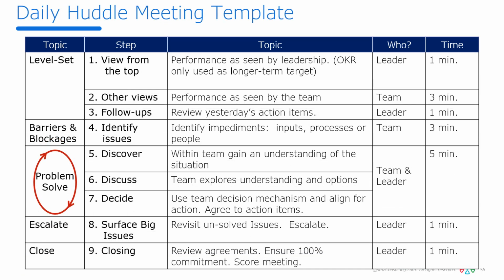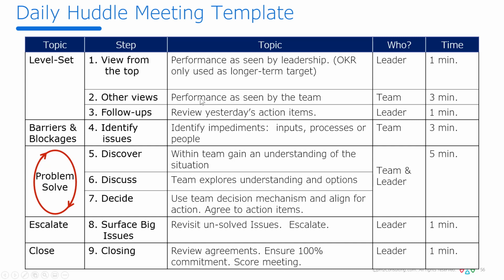From there, we're obviously going to surface what those big issues are and escalate those that we can't solve. And then, of course, the closing is really important. We need to review the agreements in the room, make sure that everyone is 100% committed to it. And then you might want to score the meeting. I always think it's good to give the meeting a score from 1 to 10 so that you can continuously improve.